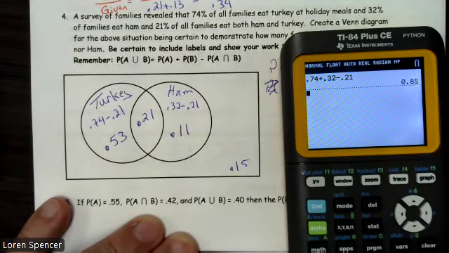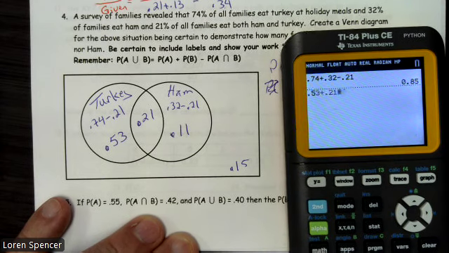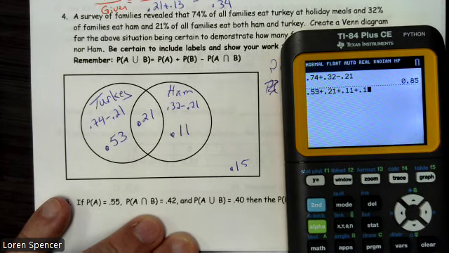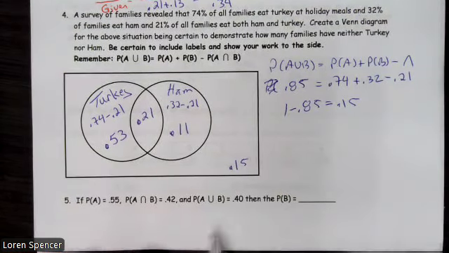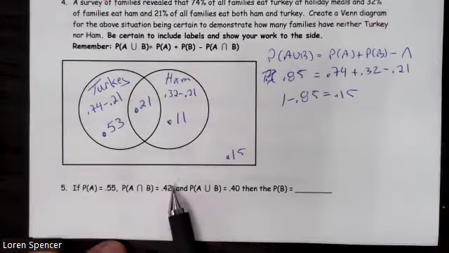And yes, there's more than one way to go about this. 0.53 plus 0.21 plus 0.11 plus 0.15. That equals one whole. Looks like we have neither correct. All right, so all of this looks pretty good.